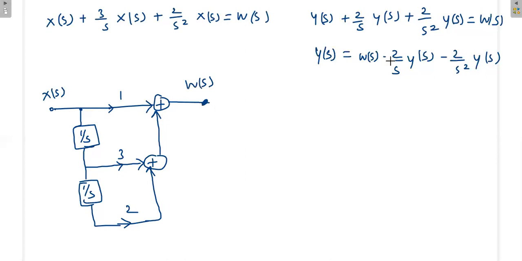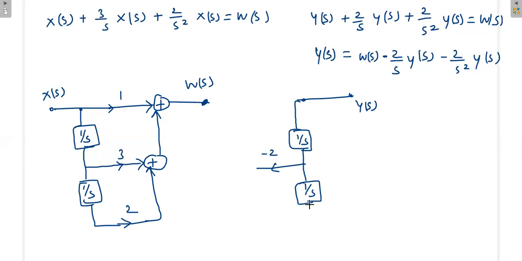Now we have W(s). From this, with the help of W(s) as well as Y(s), we have to get again Y(s). Say for example, on the output side, we are having Y(s). Then we will have one integrator here and another integrator here. What is the gain for the first integrator? That is -2. So now the gain here is -2. For this one also the gain is -2.